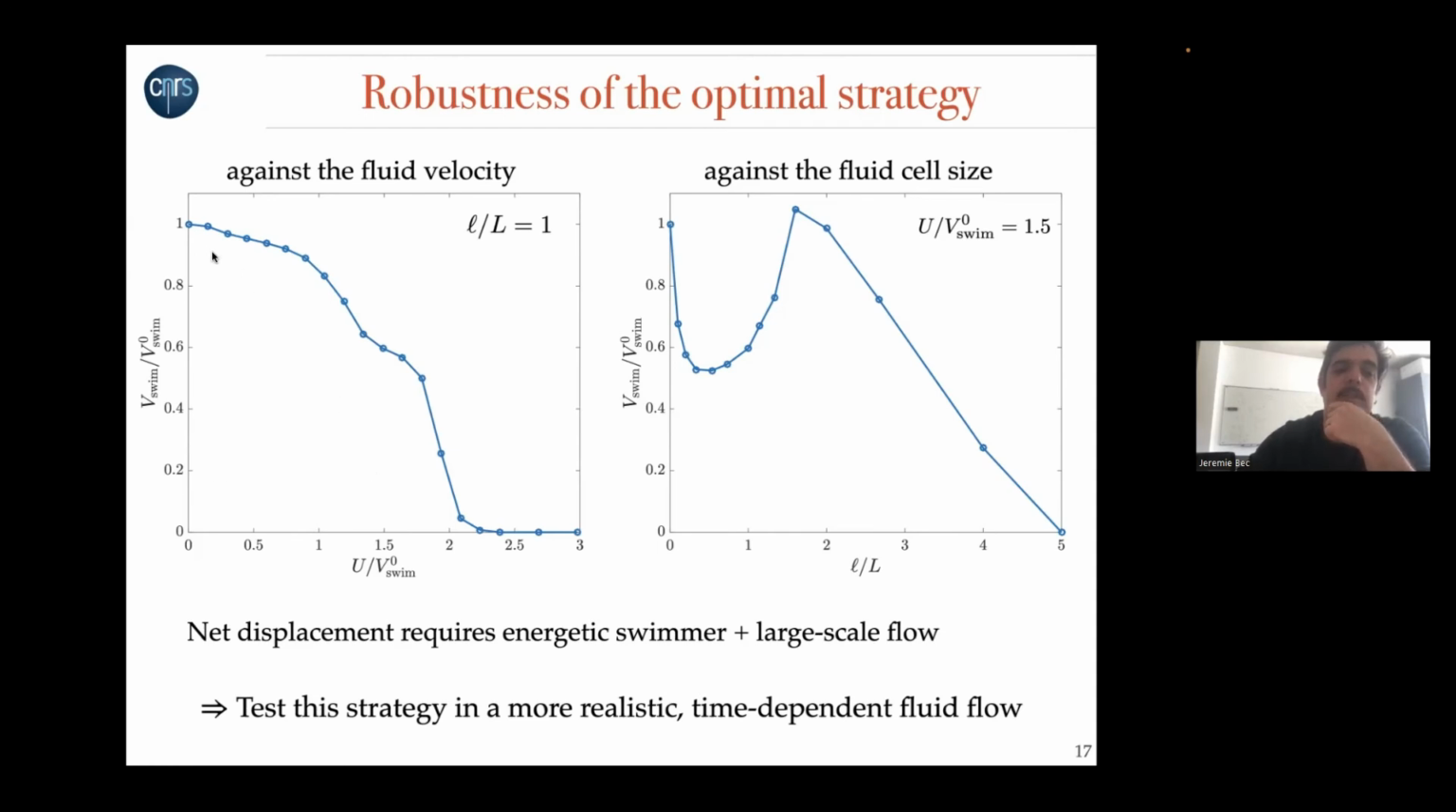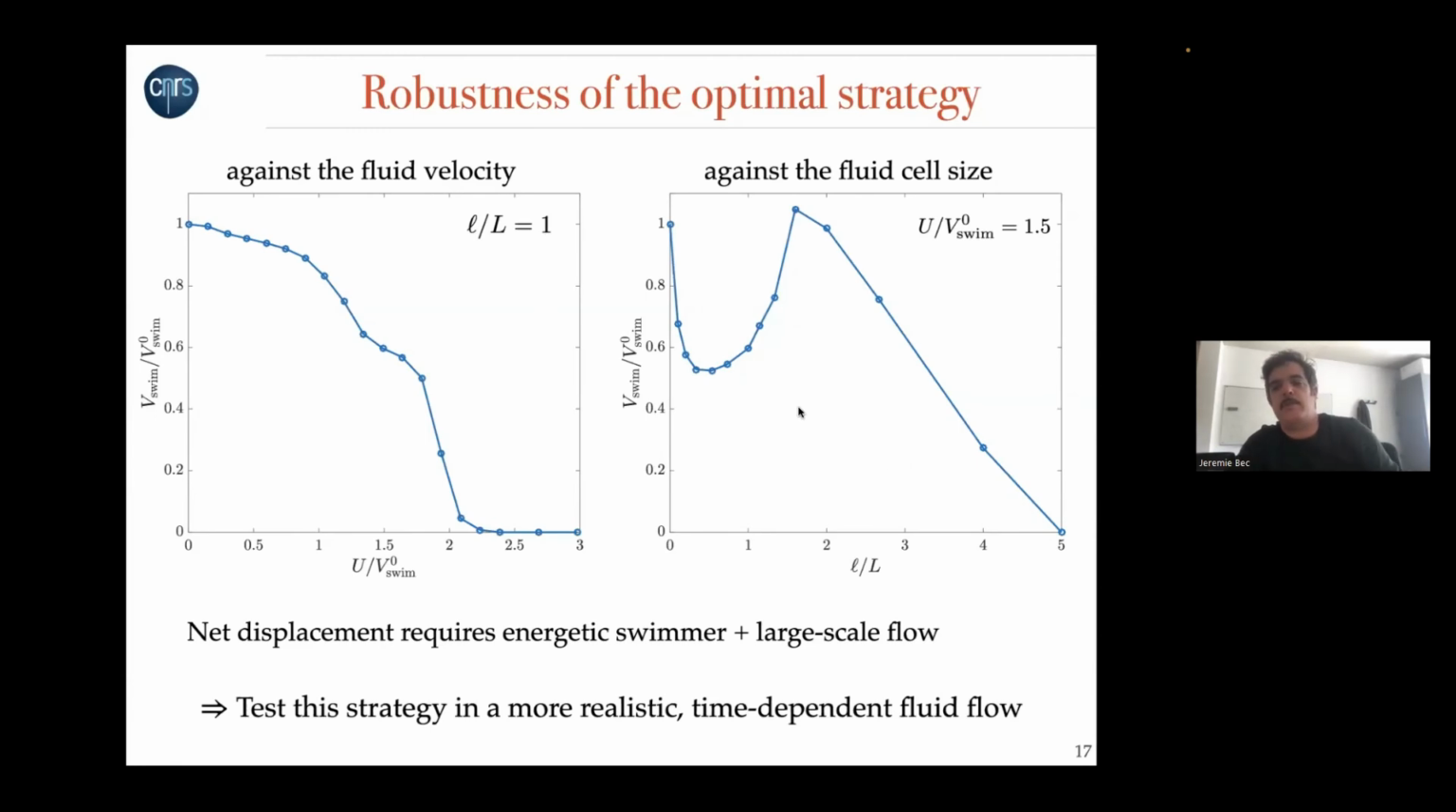So what you see, of course, is that when the velocity of the fluid is 0, you swim with the swimming speed in the absence of velocity, and then things are decreasing. There is this kind of bump here, which is certainly related to the fact that fluid velocity and swimming velocity are becoming of the same order. And then at some point, you just go to 0 in a very abrupt manner, because if the fluid velocity is too large, you are not able to swim anymore to the right.